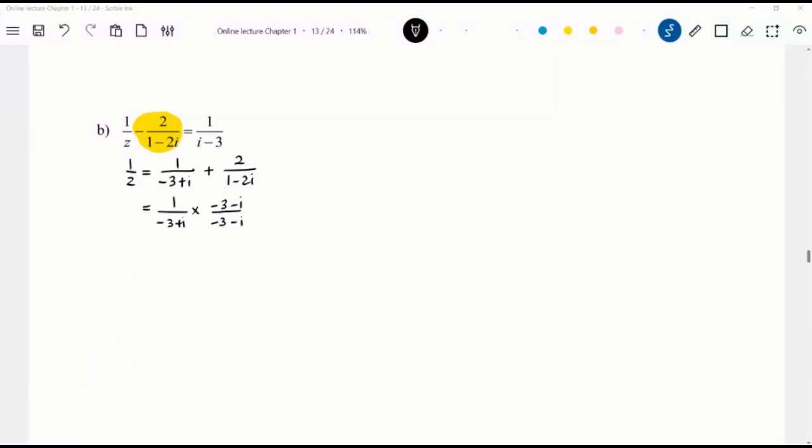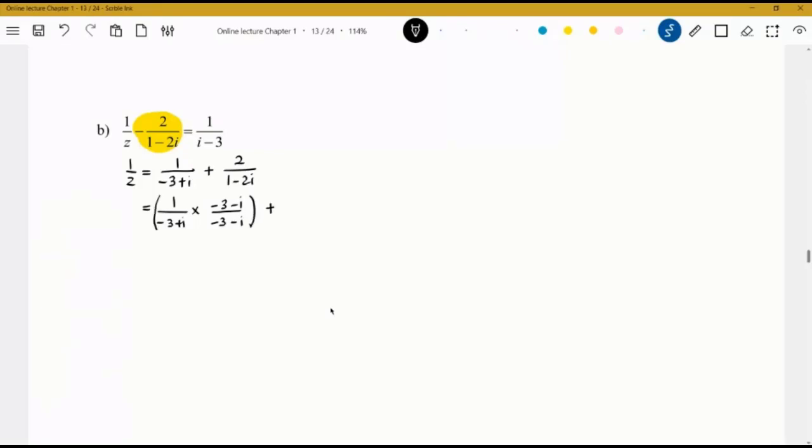Kita akan end up seperti, so ini the first fraction. The second fraction will be 2 over 1 minus 2i times the conjugate, which is 1 plus 2i over 1 plus 2i.